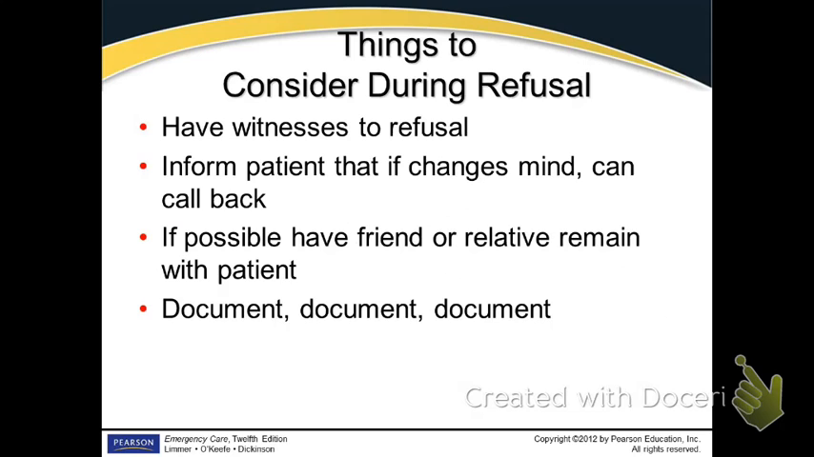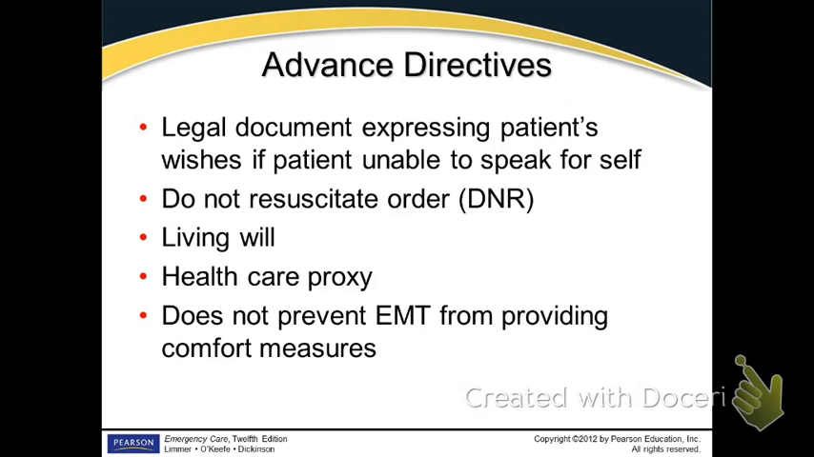Okay, we already went over that. Have a witness, a relative, a friend, and for sure document things. When you look at these other two things, you have advanced directives like a DNR, do not resuscitate. That is a legal document. A do not resuscitate order in Texas, they have a form that comes out. It's considered assault if you resuscitate the patient that has a DNR.